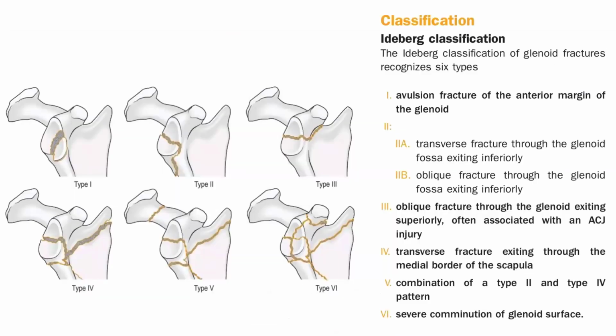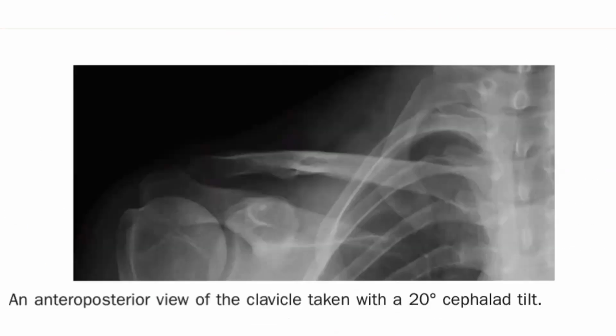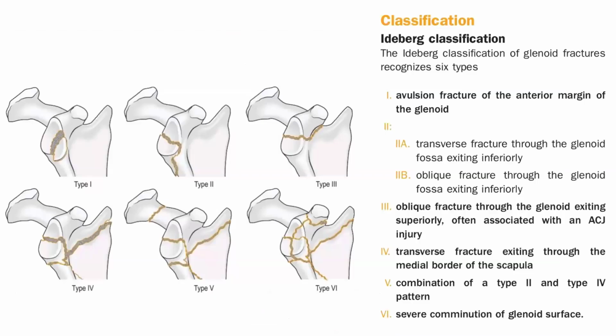And if the fracture anatomy cannot be properly appreciated, we proceed with a CT with 3D reconstruction. And once you visualize the fracture, we have to classify the fracture. The classification used for scapular fracture is the Ideberg and Goss classification. It consists of 6 types.